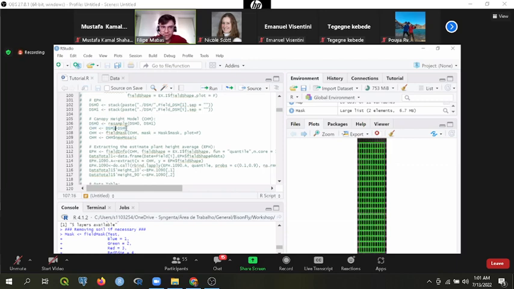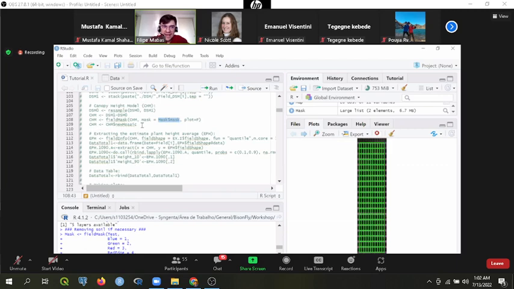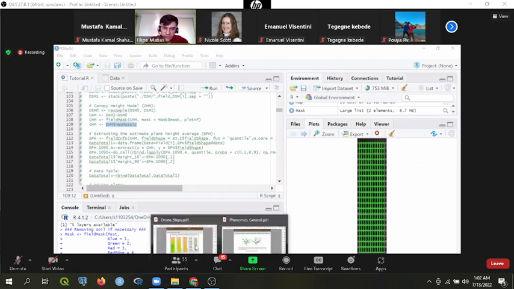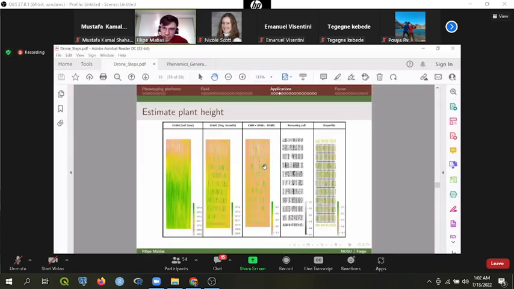Then we do the canopy height model, removing the soil base from the original image that we just saw. Again, we remove the soil using the mask that we calculated with the RGB image. And here we have the new mosaic, the new canopy height model image, which is going to be this one.